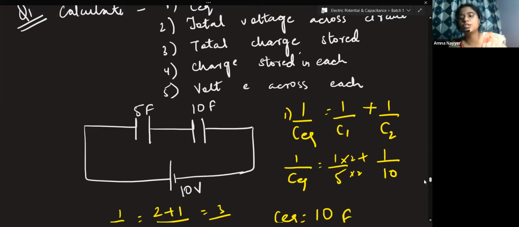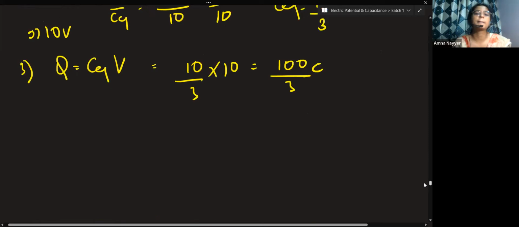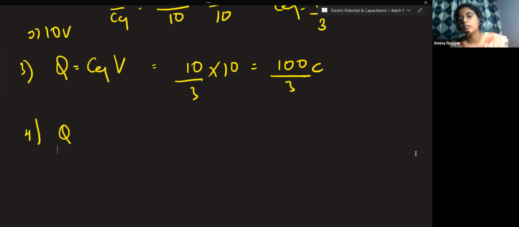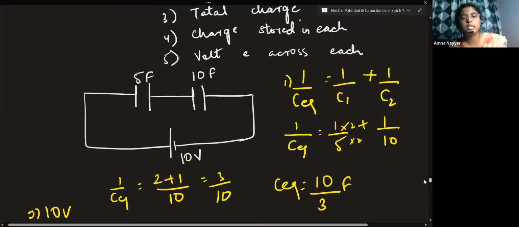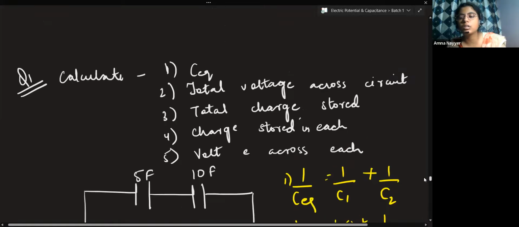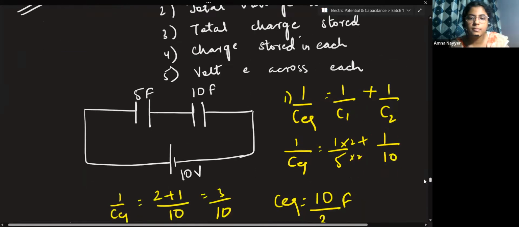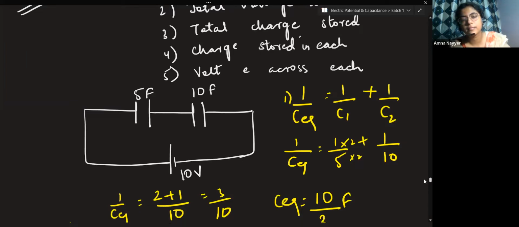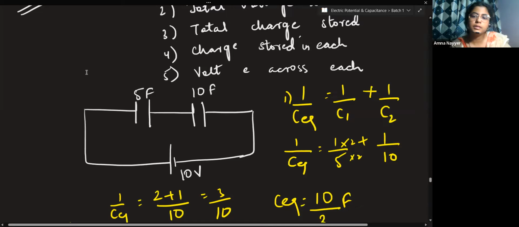Then we have the charge stored in each. So we have to find out the charge stored in each. For calculation of the charge stored in each, we have to find out the voltage across each. C equivalent is also given. So I think before we move on to the fourth and fifth part, just write it down. Otherwise, it will become confusing at the end. Just write down at least this, then we'll do the fourth and fifth together.